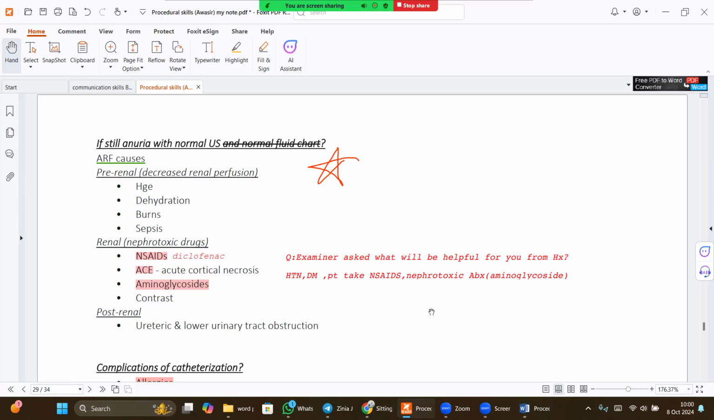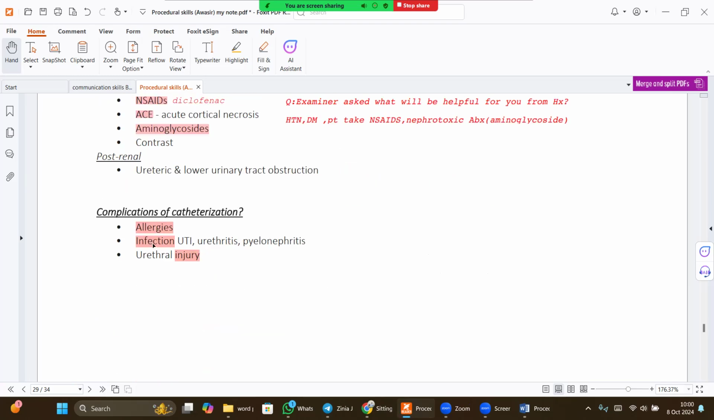Examiner asked what will be helpful for you from the history. Hypertension, diabetes, whether the patient takes any NSAIDs, nephrotoxic antibiotic like aminoglycoside. Complications of the catheterization: allergic reaction, infection, urinary tract infection, prostatitis, urethritis, and urethral injury.